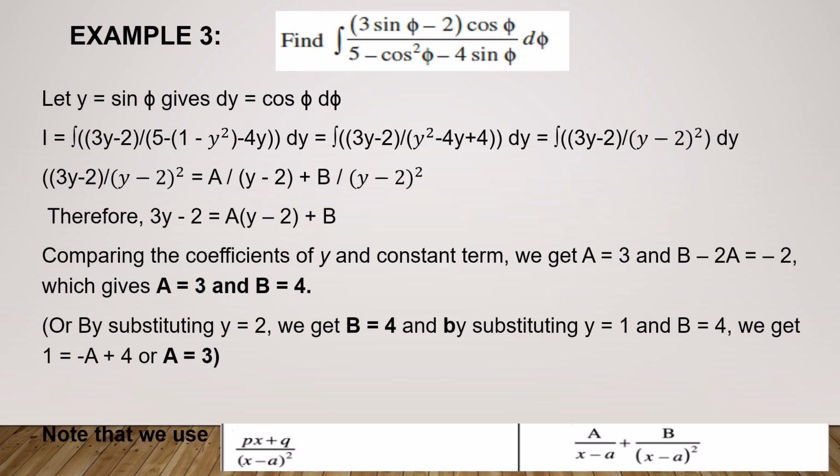Now you can find the values of A and B by any of the methods. Either you can compare the coefficients of the terms. On the left hand side, the coefficient of y is 3. On the right hand side, the coefficient of y is A. So A is equal to 3. Similarly, the constant term minus 2 is equal to the constant term on the right side, which is B minus 2A, which gives you B as 4. Or you can substitute y is equal to 2, you will get B is equal to 4, and then you can substitute say y is equal to 1 and use B is equal to 4. So you will get A is equal to 3. So basically your A is 3 and your B is 4.